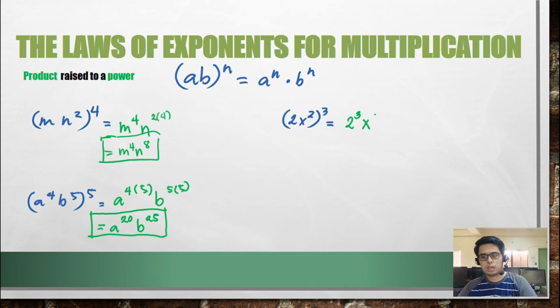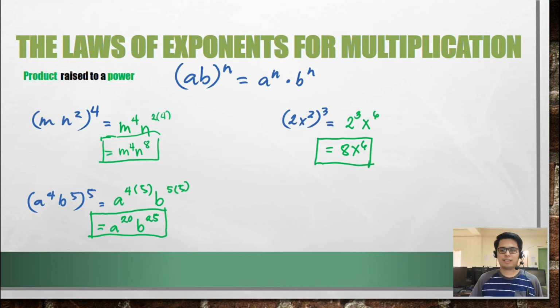So, x, then ito ay 2 times 3. Direct na nga natin. 2 times 3 is 6. Then, we have to simplify further kasi meron tayong numerical coefficient na naka-exponent pa. So, ang 2 cube is 8. Then, x to the 6th yung sagot. Okay? Yan, pakiintindi. Madali na naman. Okay? Next law.